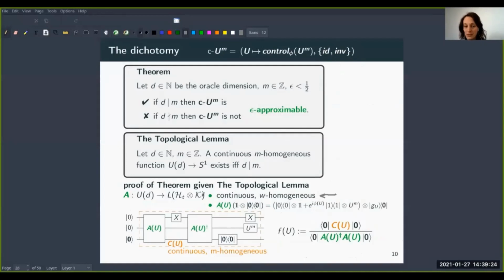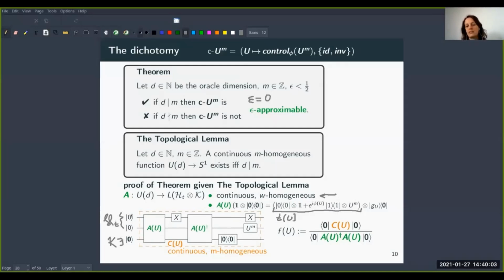Next, we also assume that it achieves the task. So it implements the task operator T of U when the ancilla is properly initialized. And our task operator is indeed control U to the M up to phase. And I am only proving the exact case here, epsilon equal to 0. Now from this algorithm, we will build a new circuit which acts on task Hilbert space and ancilla Hilbert space.